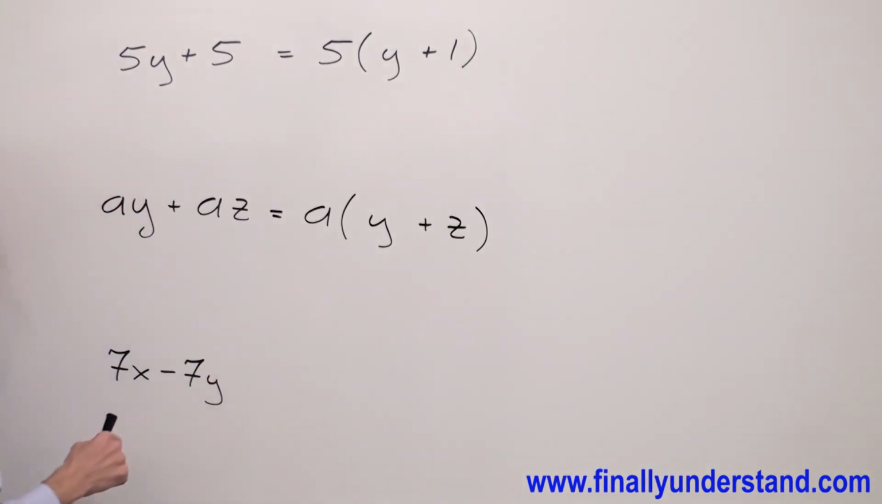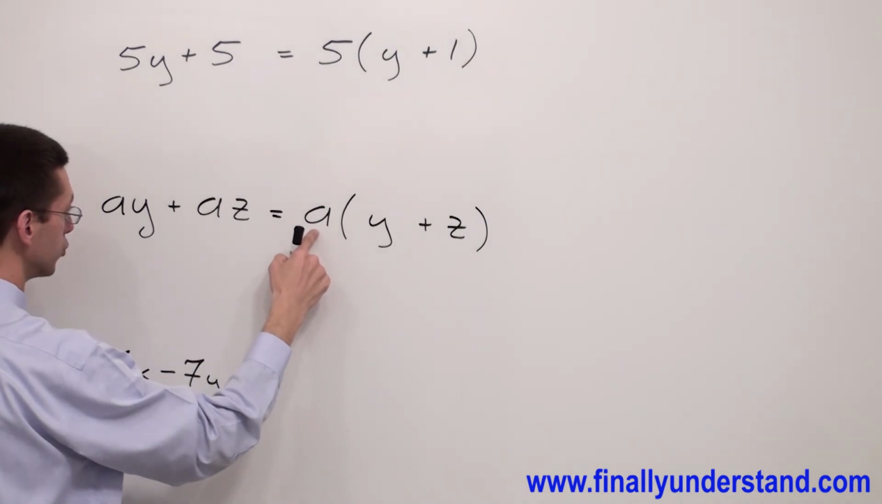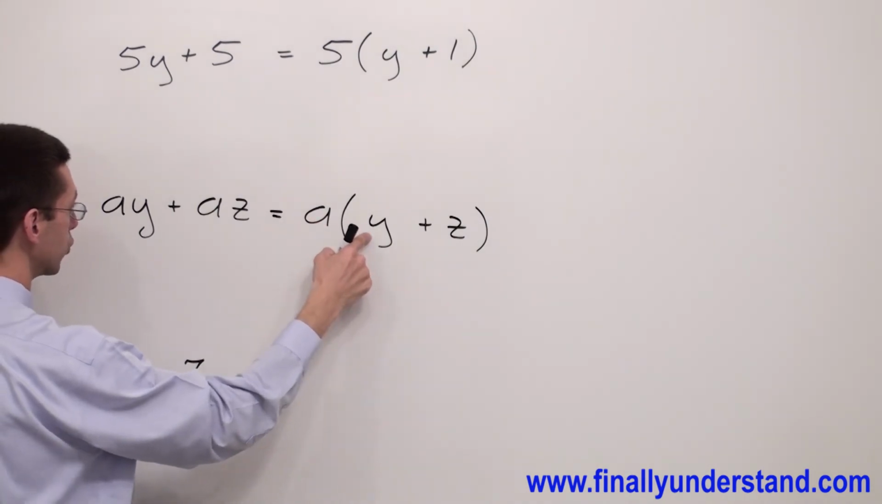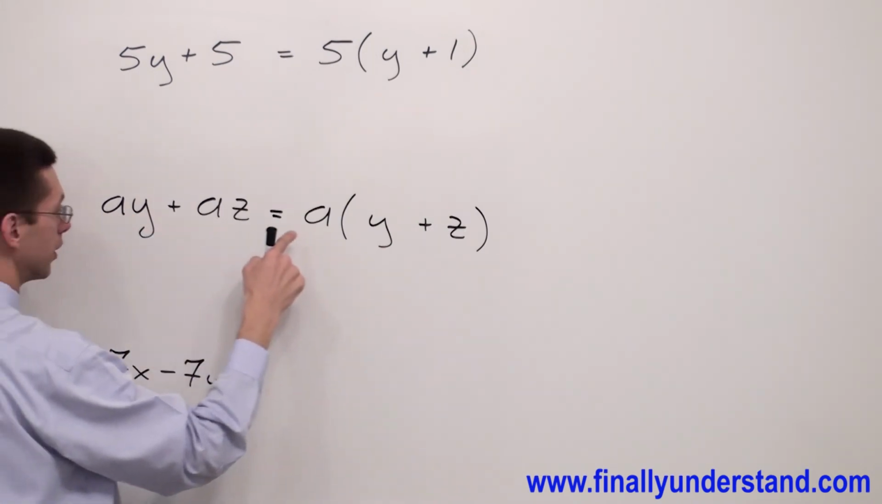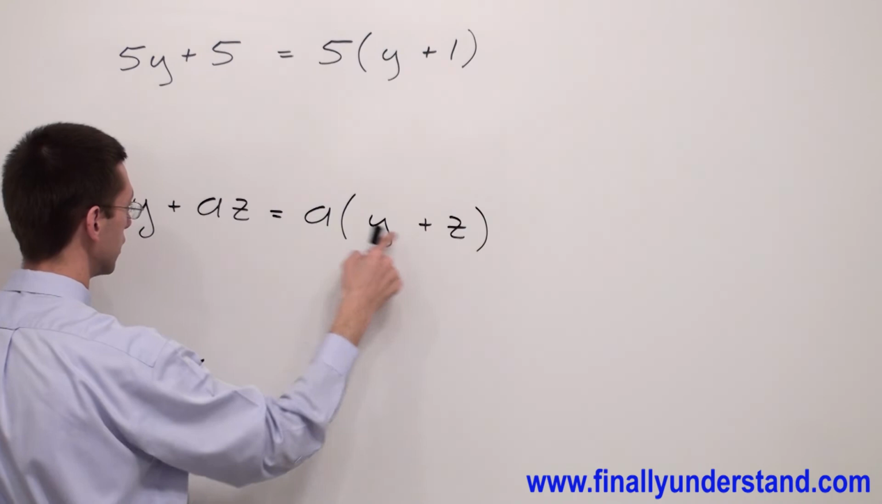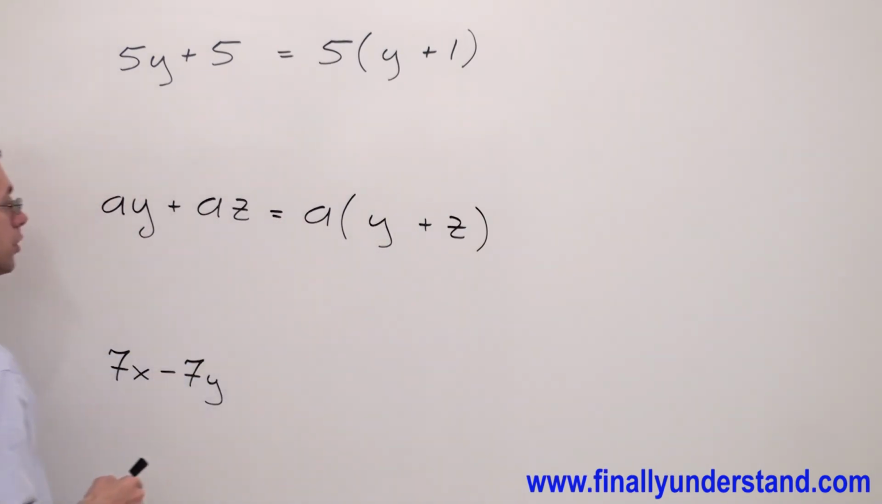Now let's verify the solution. Simply distribute this a into the parentheses. We have to use the distributive law. A times y gives me ay. A times z gives me az. So this is the solution to my problem. Let's take a look at this example.